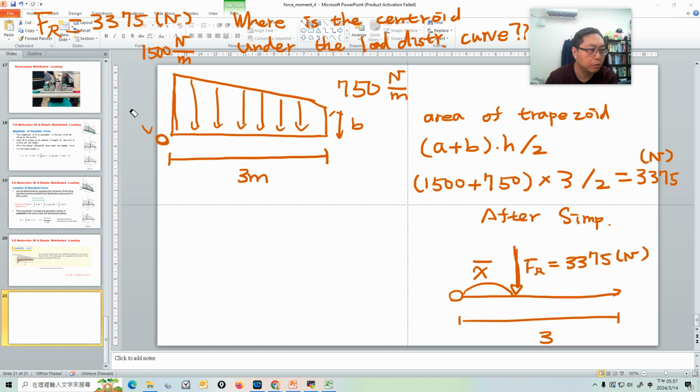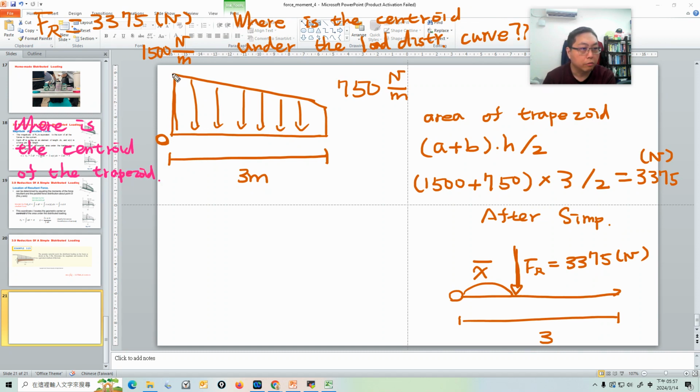Let me clean up something. Where is the centroid? More specifically, in this problem, where is the centroid of the trapezoid?